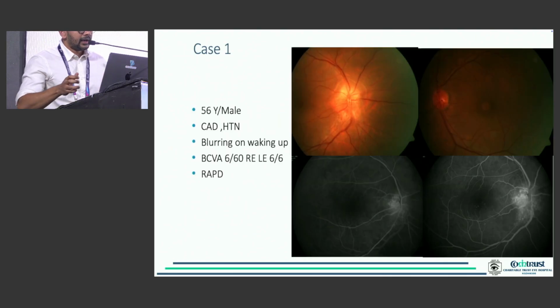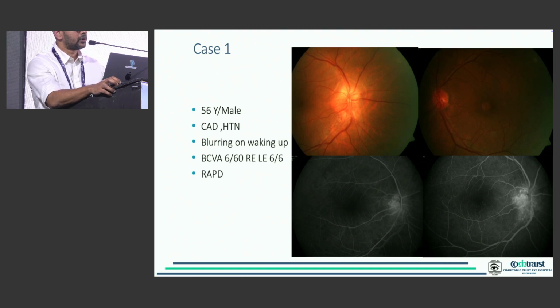Good afternoon. I'll straight away start with the case. It's a 56-year-old male, known case of coronary artery disease and hypertension, came with complaints of blurring in the right eye on waking up, with 6/60 vision and RAPD.